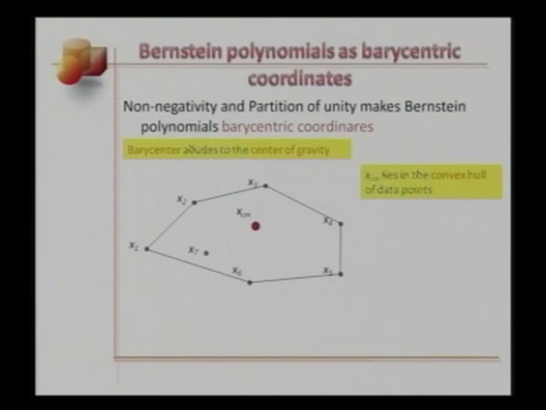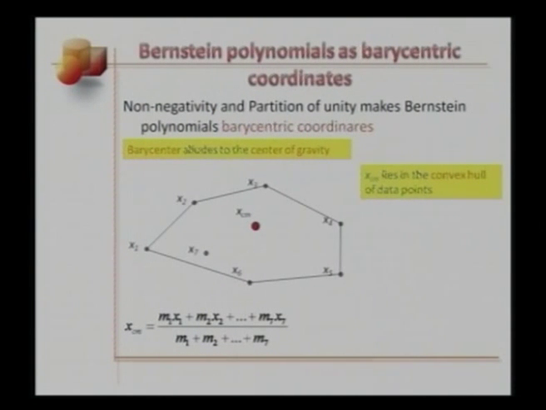To reemphasize, XCM will always lie within the convex hull of data points. This expression is very familiar. The coordinates of the center of mass would be given by m1 x1 plus m2 x2 through m7 x7 over the sum of all the seven masses for this example. Here x would either be the x coordinate or the y coordinate.